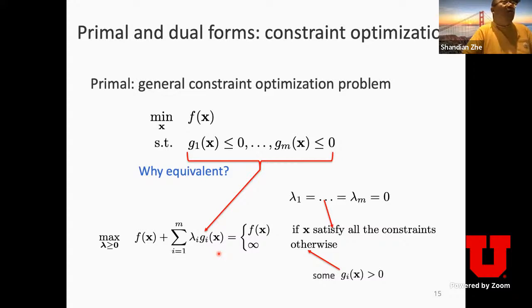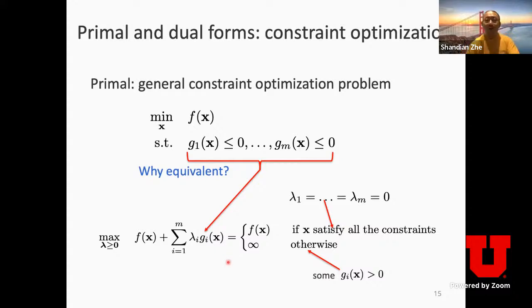Does it make sense? And then it basically tells us two situations. First, if in the outer level, x has satisfied all constraints, then the maximum of this Lagrange function will be reduced to the original objective function, f(x). Otherwise, if x violates any constraints, then the maximum of the Lagrange function goes to infinity, goes to unbounded.